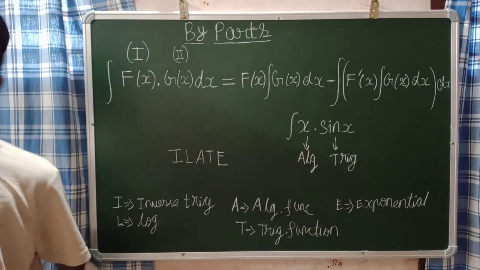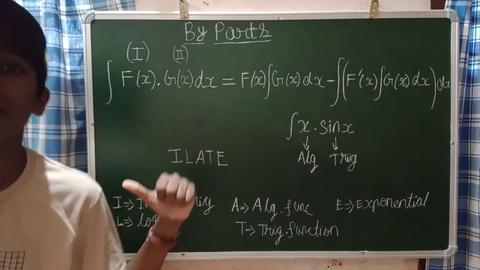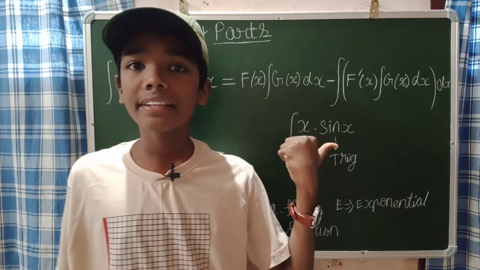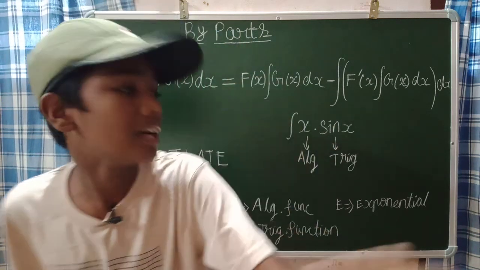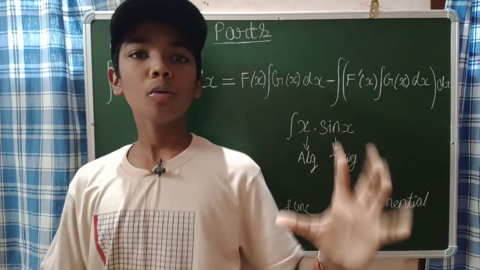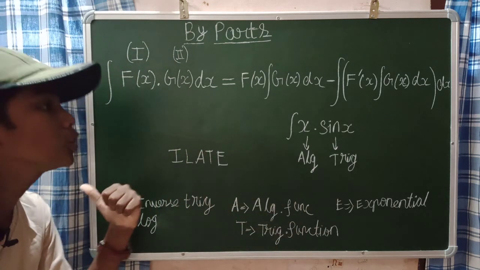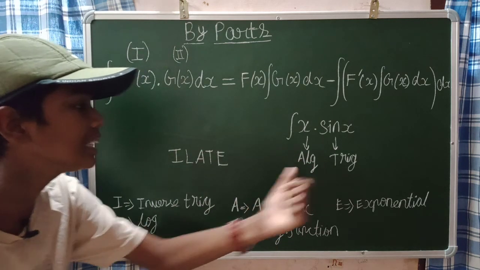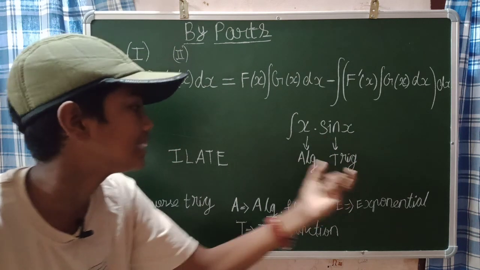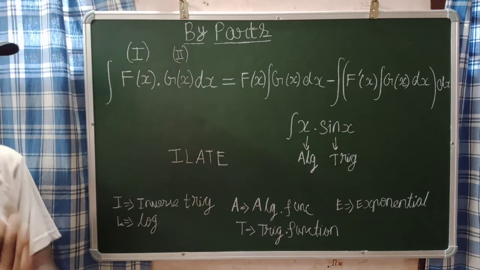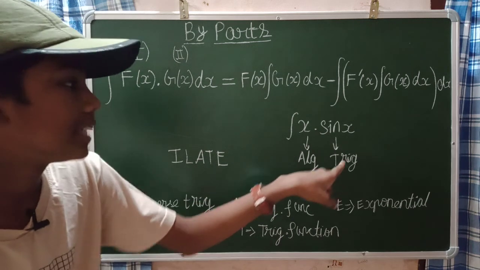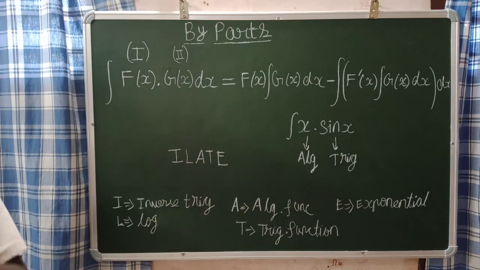So what you can conclude is that the term which is at the leftmost part of the ILATE rule will be the first function, and the term which is at the rightmost part of the ILATE rule will be taken as the second function. I hope that makes it clear. As algebraic is before trigonometric, you take x as the first function, and as trigonometric is after algebraic, you take it as the second function.